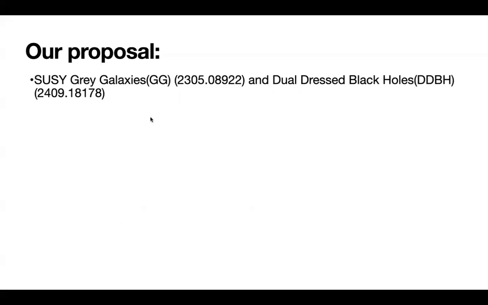Now, what we do is we use the supersymmetric generalizations of gray galaxies and dual dressed black holes. These are the solutions that we proposed as endpoints of superradiant instabilities in these two papers. Very basically, gray galaxies are black holes which are dressed by gravitons with very large angular momentum, and dual dressed black holes are black holes which are dressed by dual giant gravitons which carry very large angular momentum on S^5.